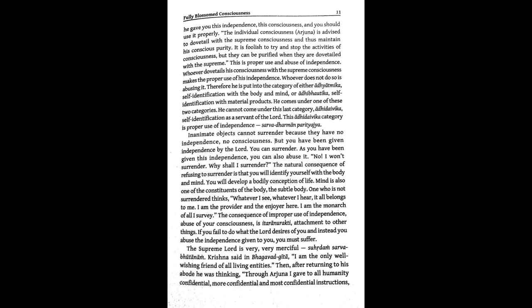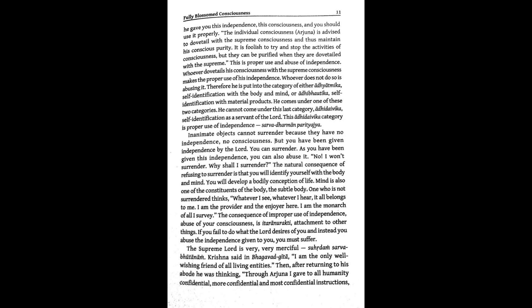The individual consciousness, Arjuna, is advised to dovetail with the Supreme Consciousness and thus maintain his conscious purity. It is foolish to try and stop the activities of consciousness, but they can be purified when they are dovetailed with the Supreme. This is proper use and abuse of independence. Whoever dovetails his consciousness with the Supreme Consciousness makes the proper use of his independence. Whoever does not do so is abusing it.